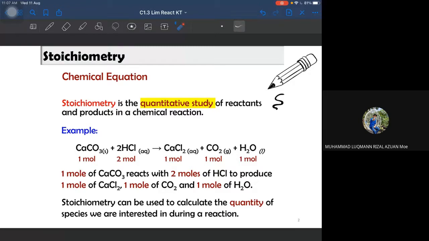Sebab tu in chemistry, kita tak perlu cerita panjang-panjang apa react dengan apa untuk hasilkan produk apa. Just from the balance equation, kita dah tahu dah apa reaction yang berlaku. Alright, so from the balance chemical equation here, you know that 1 mole of CaCO3 akan react dengan 2 mole of HCl untuk menghasilkan these products lah. Okay, so this stoichiometry is very important concept. Dia akan bantu kamu untuk kira ataupun calculate specific species, especially bila kita nak tengok kejap lagi lah, limiting and excess reactant.